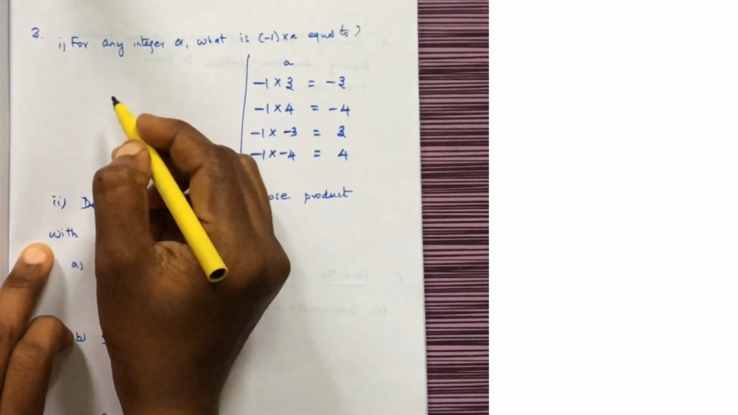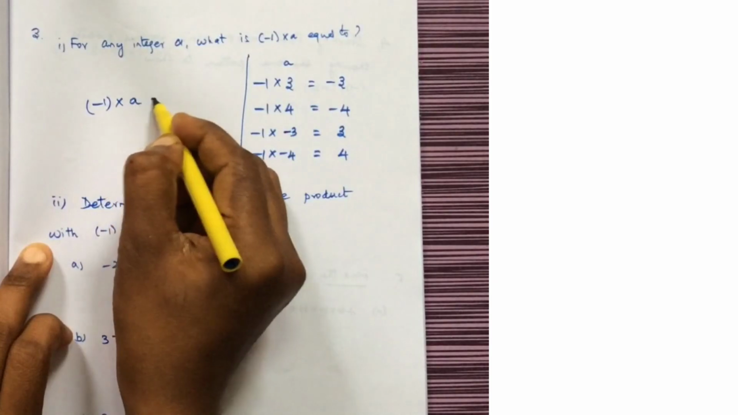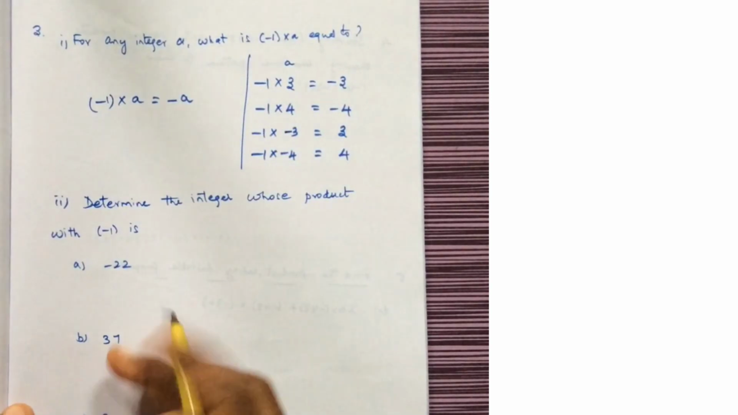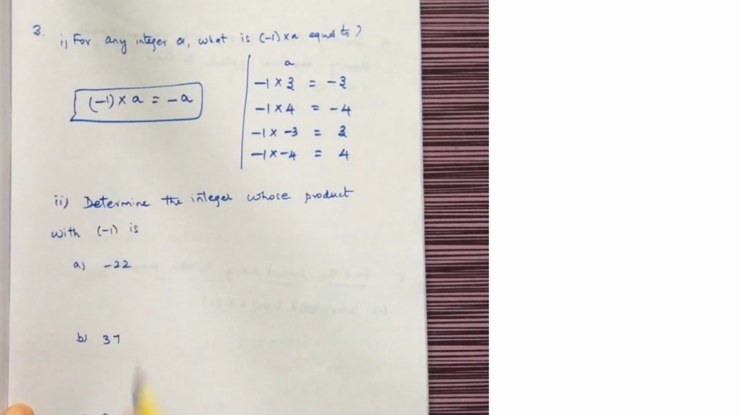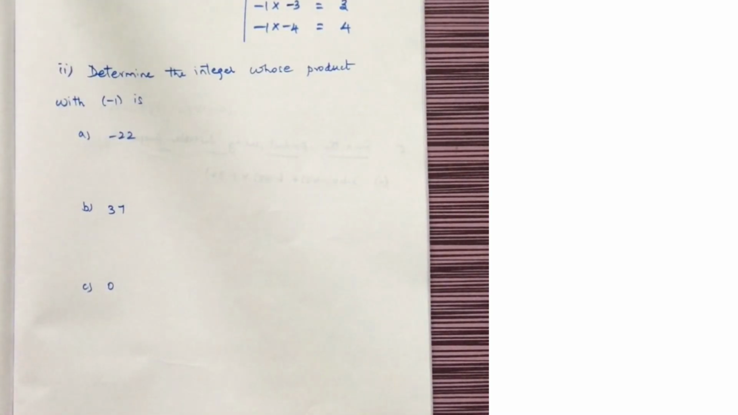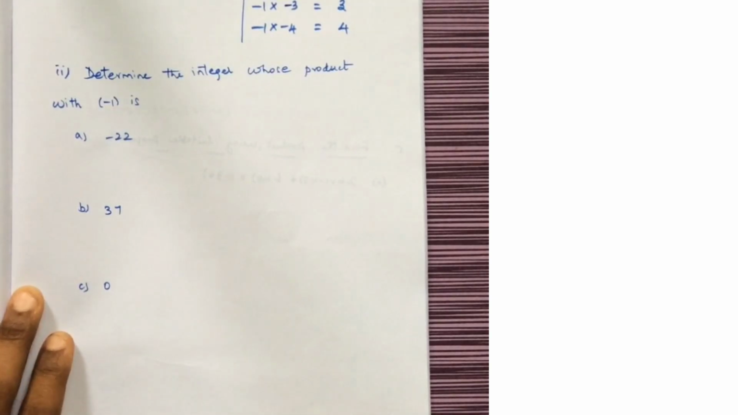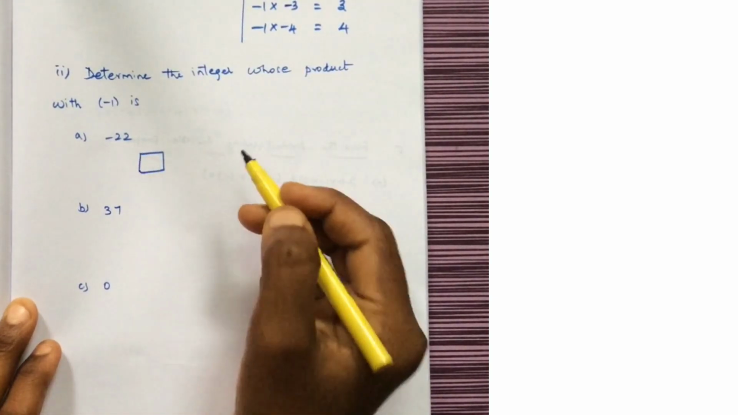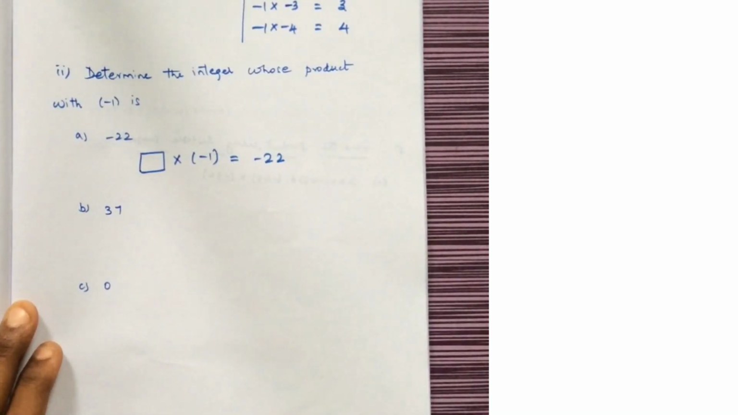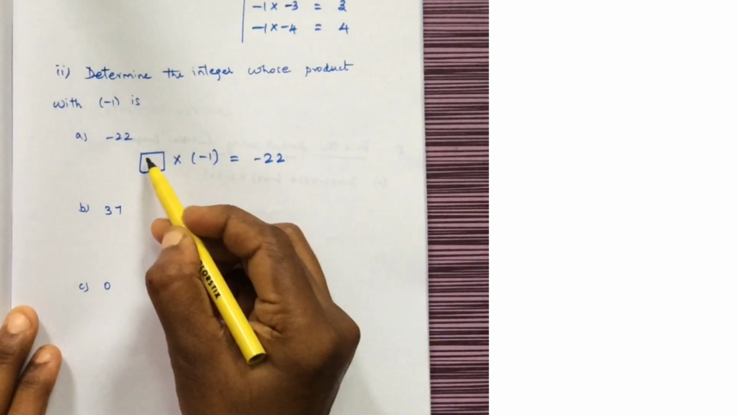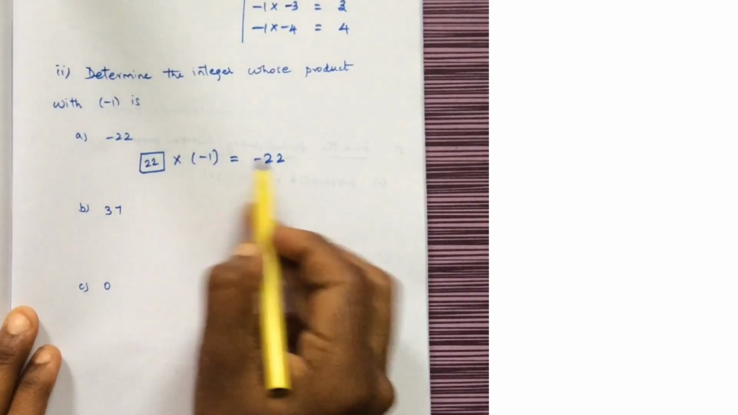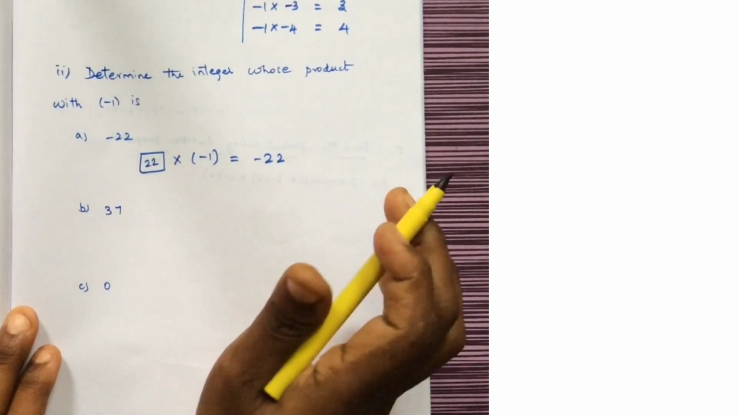So in general what we can say, if you multiply any integer by minus 1, the result is the negative of that, minus a. Okay. The next is, determine the integer whose product with minus 1 is minus 22. Now first here it should be 22. Then you can check plus into minus, minus. 22 ones are 22. So the answer is 22.